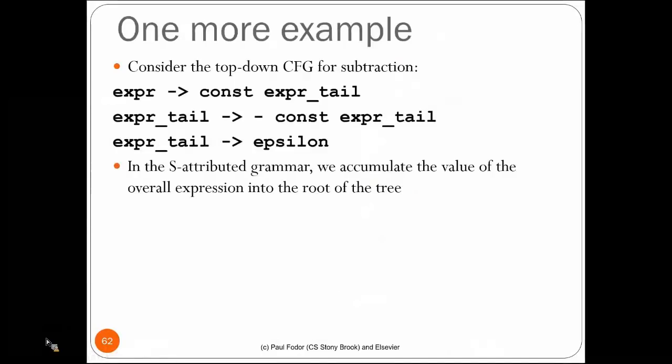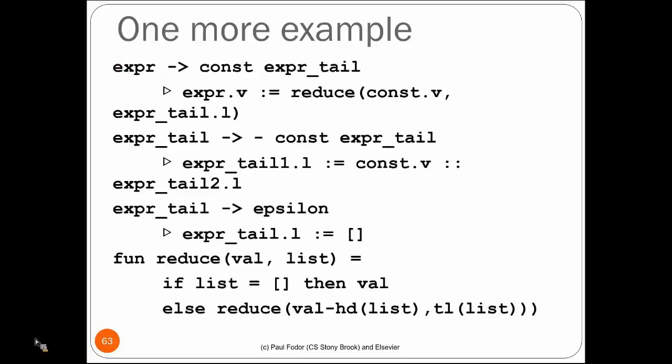One more example. The example that you saw earlier, in fact, we have it in the lecture notes, with a constant minus a constant followed by an expression tail. We can also implement that as an S-attributed grammar in which we accumulate the value of the overall expression in the root of the tree. So in this example, the expression value is the result of the reduce function action routine of the constant value and the expression tail value. The expression tail could also be minus constant followed by expression tail, in which case the expression tail value is the constant cons, the value of the expression tail to list, or the expression tail could be epsilon, in which case the value is the empty list.